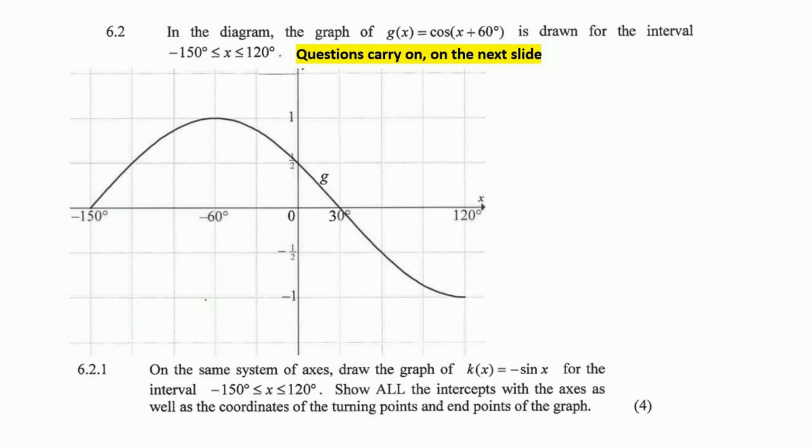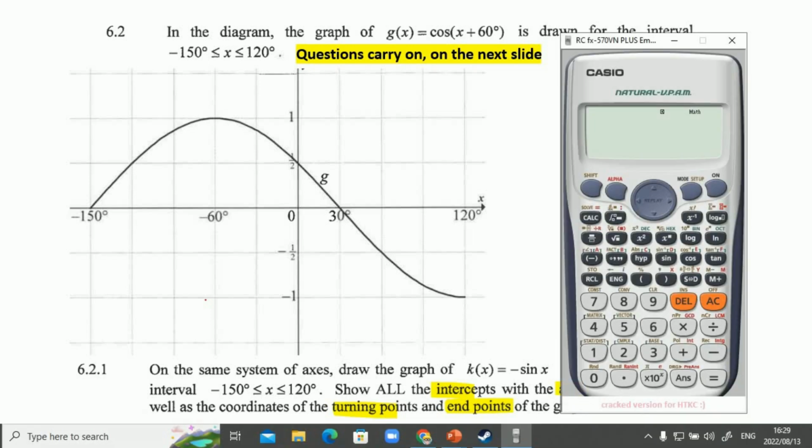Okay, so they want us to show intercepts with axes, turning points, and end points. Okay, so we must include that. So let's get our calculators out. So what you're going to do is you're going to put your calculator into table mode. So for me, that's number 7, but it might be something different for you. Then you're going to type in your equation here, which is minus sin x. So minus sin x like that. Okay, push equals.